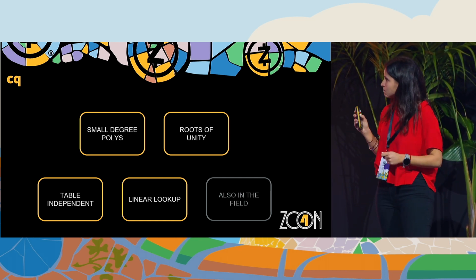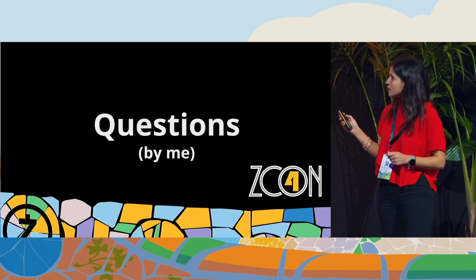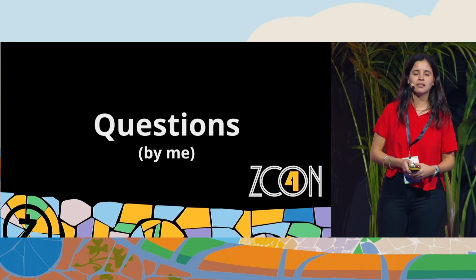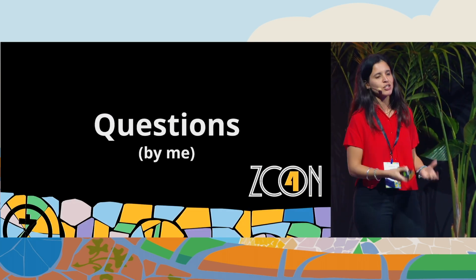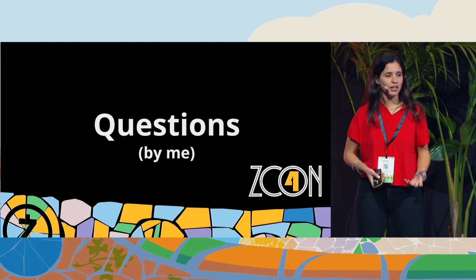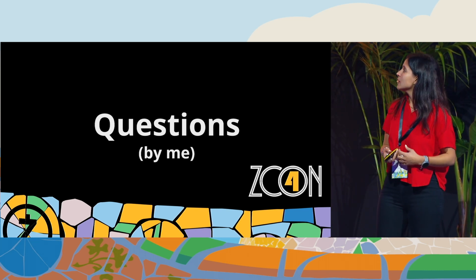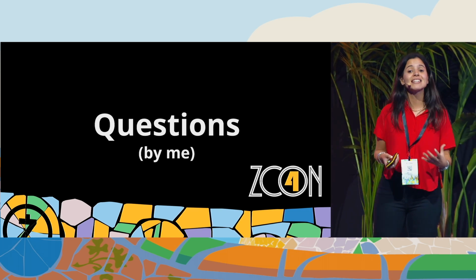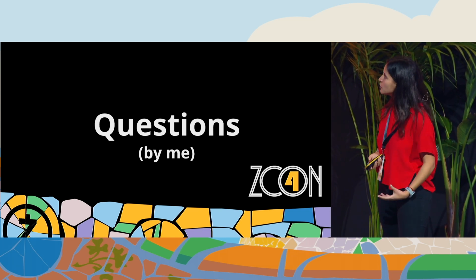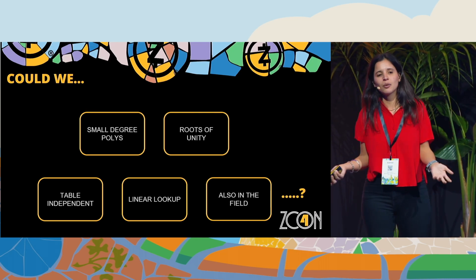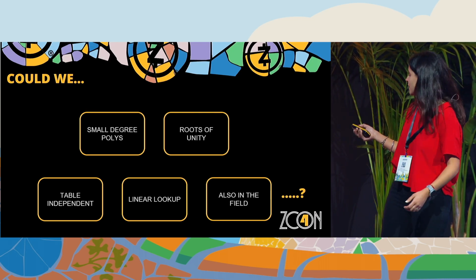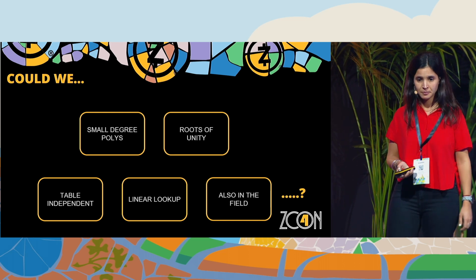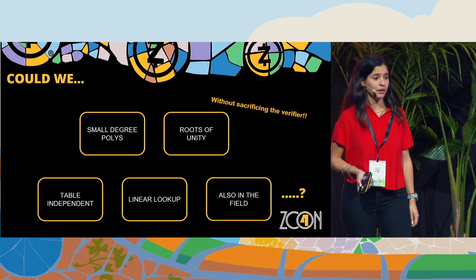And now I would like to ask some questions. I mean, this is where we are, and I have a lot of ideas of things that maybe we can do. I am very open to discuss whether they make sense or not in terms of application. So my first question is like, can we have everything? Can we have a prover that is linear in the field without sacrificing the verifier?